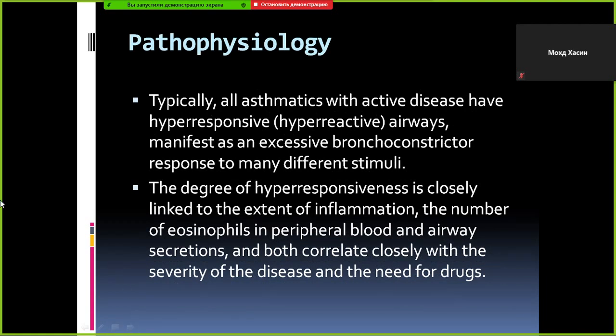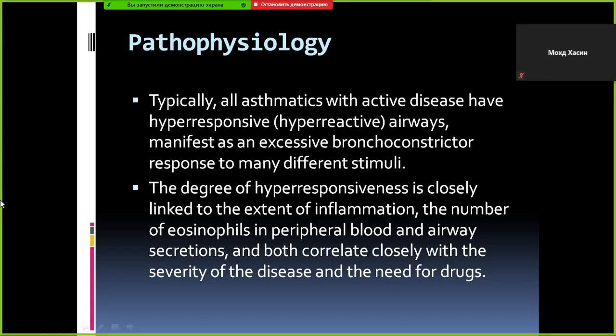Typically, all asthmatics with active disease have hyperresponsive or hyperactive airways, manifested as an excessive bronchoconstrictor response to many different stimuli. So once again, hyperresponsiveness or hyperactive airways means excessive bronchoconstrictor response to different stimuli. And the degree of hyperresponsiveness is closely linked to the extent of inflammation, the number of eosinophils in peripheral blood and airway secretions, and both correlate closely with the severity of the disease and the need for drugs.